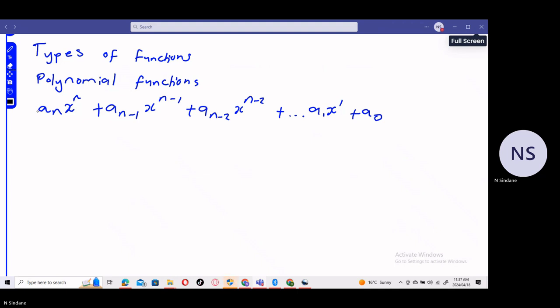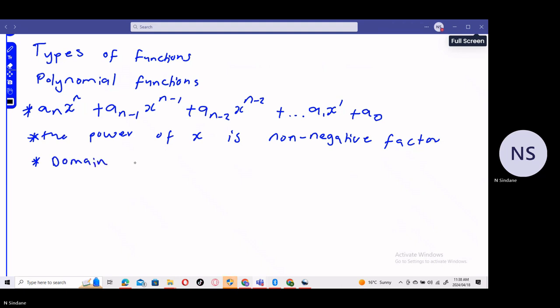After defining that, you must also say that in a polynomial, the power of x is a non-negative integer. Then the domain of a polynomial is the set of x values, so x is an element of the real numbers, from negative to positive infinity.